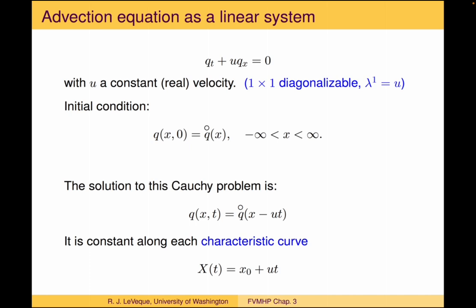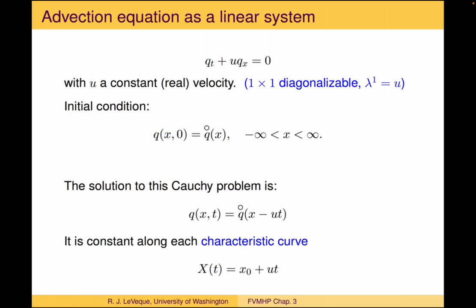So if we start with a very simple scalar equation, then q_t + u q_x = 0, again, is the simplest linear hyperbolic equation, the advection equation. u has to be a real number. It's a 1-by-1 matrix. It's certainly diagonalizable in that case. And with any given initial conditions q0, the solution is just q0(x - ut). It simply translates at speed u.